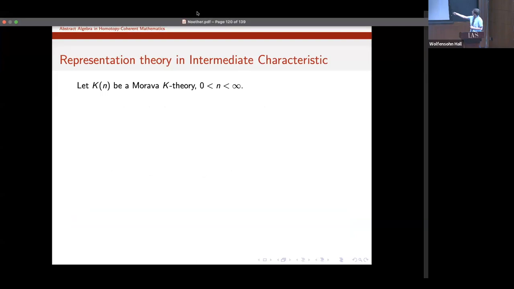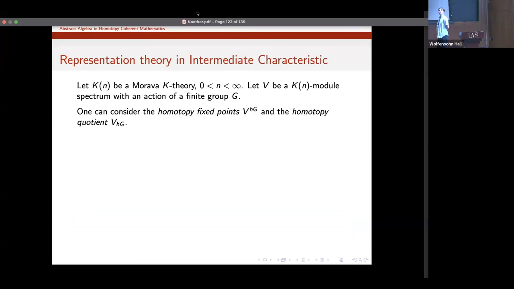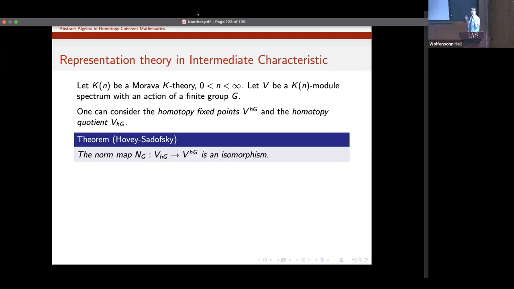So now let K_n be a Morava K-theory. And I mean something genuinely not coming from algebra. So n is a positive integer. And now let's say V is a K_n-module that has an action of a finite group G. Then you have replacements for the notion of the invariant subspace and the co-invariants, which are called the homotopy fixed points and the homotopy co-invariants, typically denoted by V^{hG} and V_{hG}. And just as in classical algebra, there's a natural comparison map, some kind of averaging over the action of G, which gives you a map from co-invariance to invariance. And a theorem of Hovey and Sadofsky is that this map is always an isomorphism.